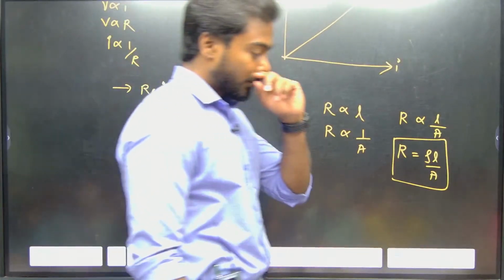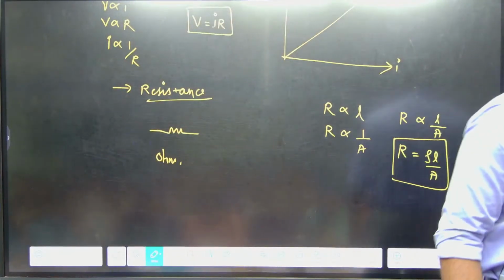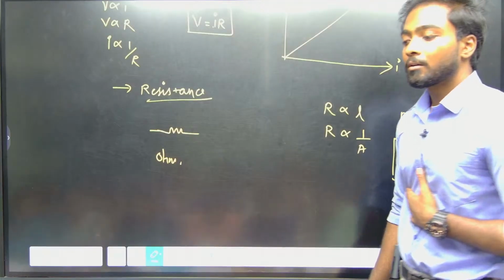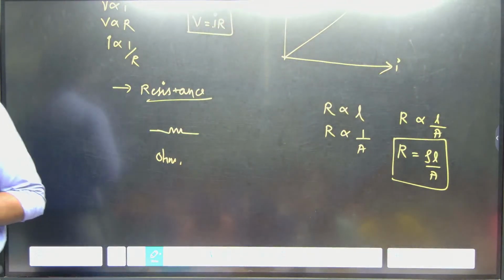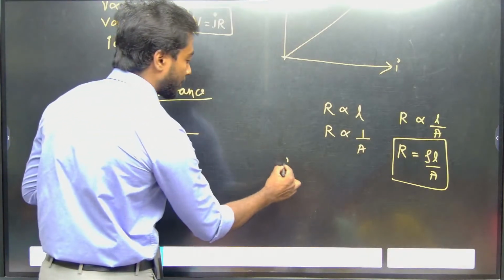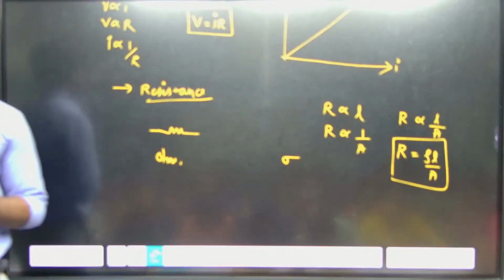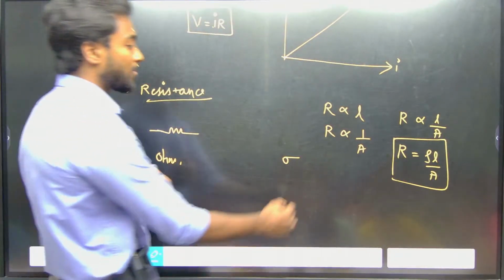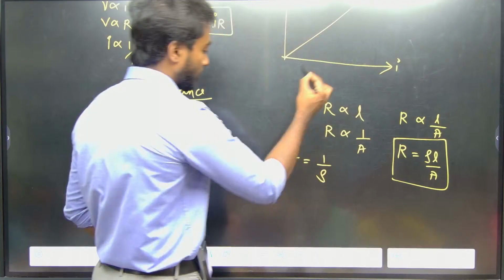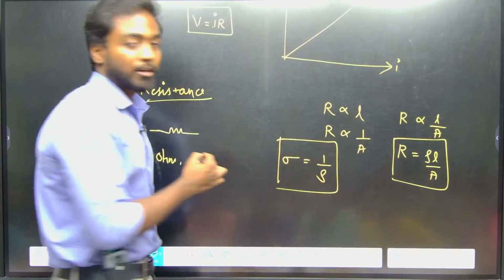Okay. The next point is conductivity, which is denoted by the letter sigma. Conductivity is the opposite of resistivity. So sigma will be equal to 1 by rho. That's it. This is my conductivity.